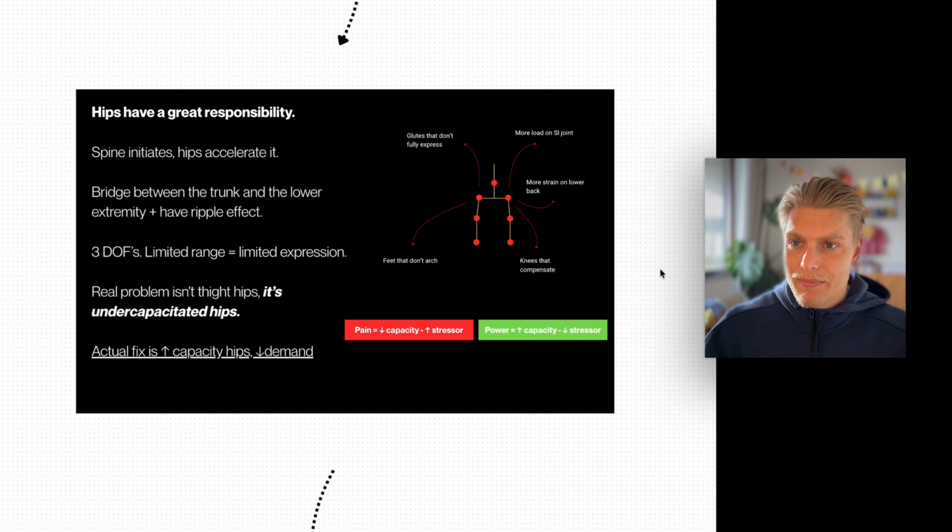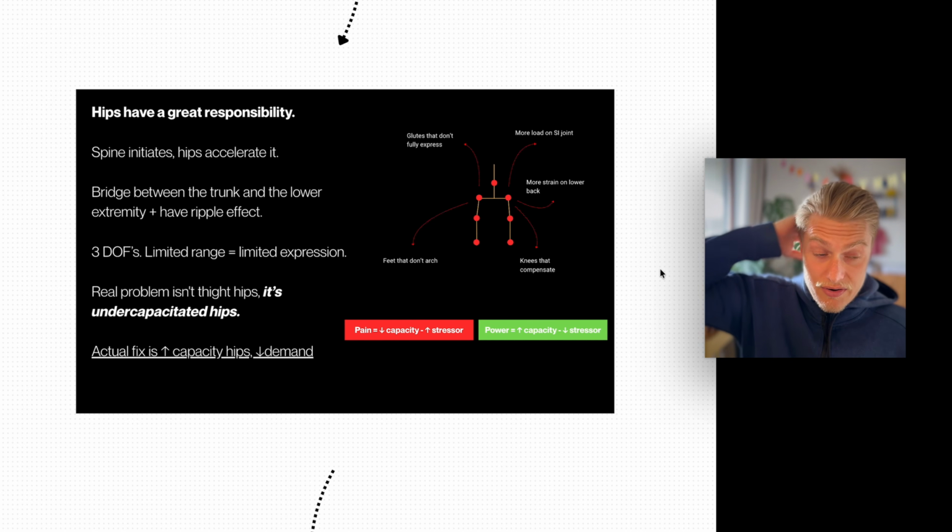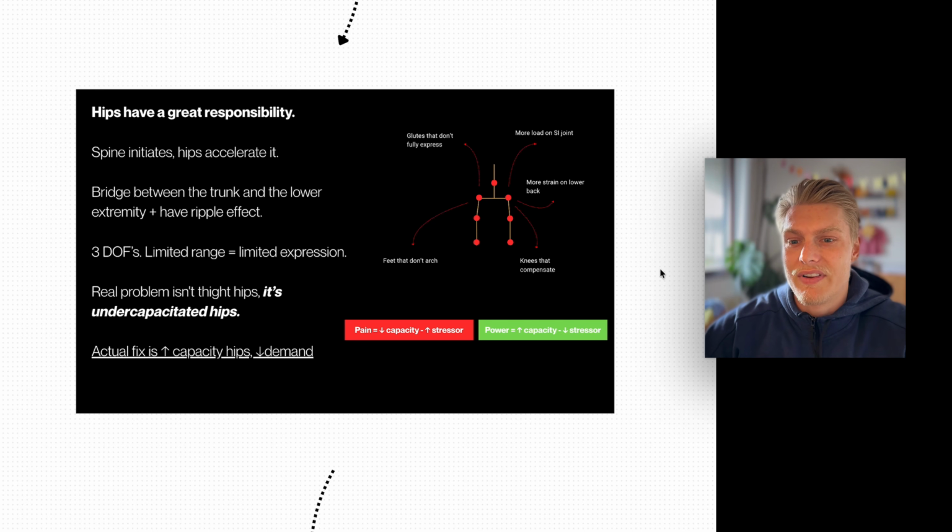From this point of view, the spine initiates your movement, but the hips accelerate it. And that's because we're always in relation in this gravitational field, right? This is something we cannot escape. And through millions and millions of years, definitely not only by humans, but I think most of the animals that have lived on this planet, we've had to find ways in order to handle the forces that are coming in. And that also goes for our structure. And the bridge between the trunk and the lower extremities is the hips.